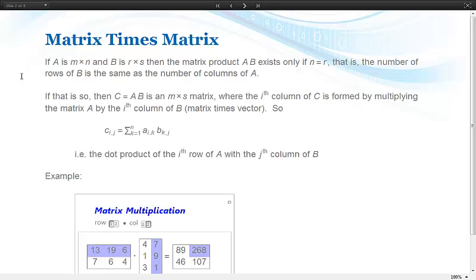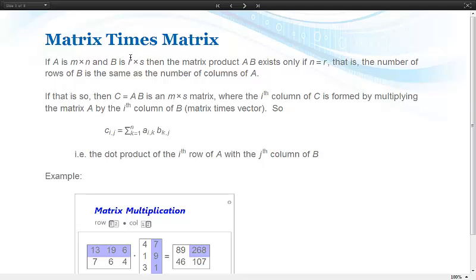Matrix times matrix. If the matrix A has m rows and n columns, and the matrix B is R by S, that it has R rows and S columns, then the product of the two matrices exists only if n equals R, that is, the number of columns of the first matrix is the same as the number of rows of the second one. When that's true, then the matrix C that we form as the product of the two matrices has dimensions m by S.